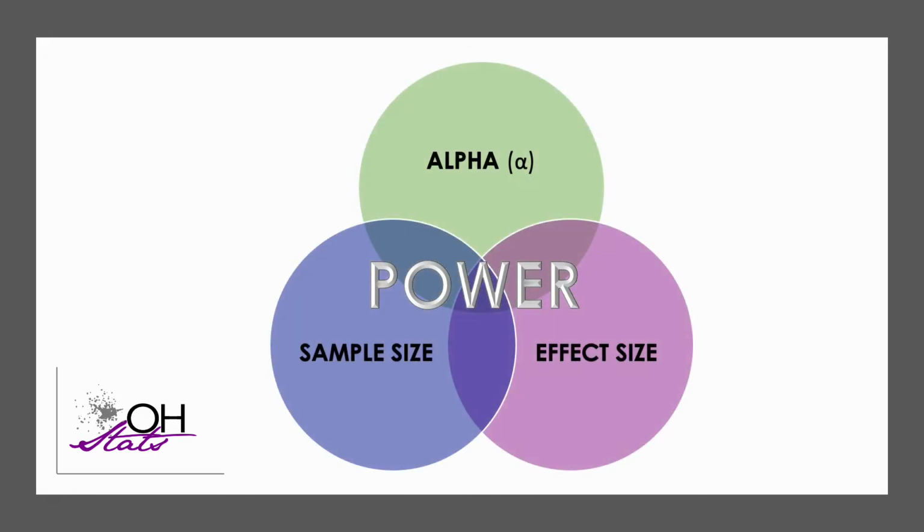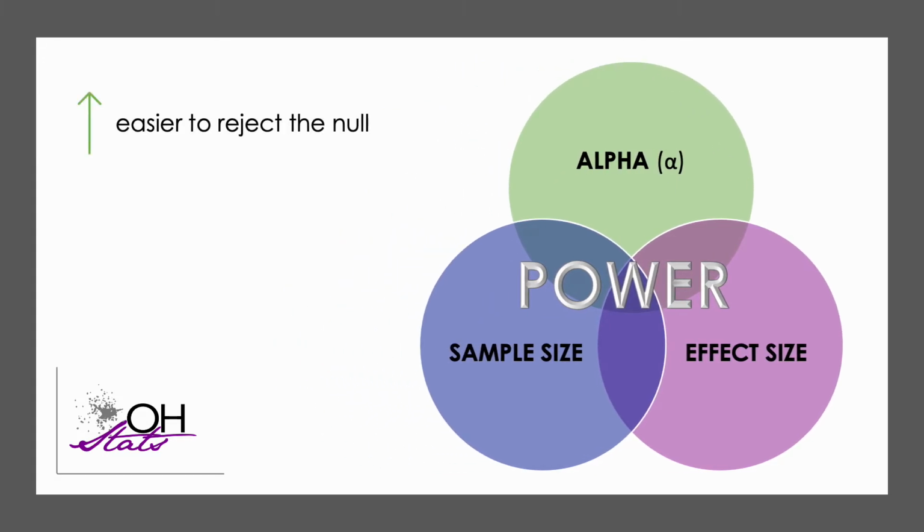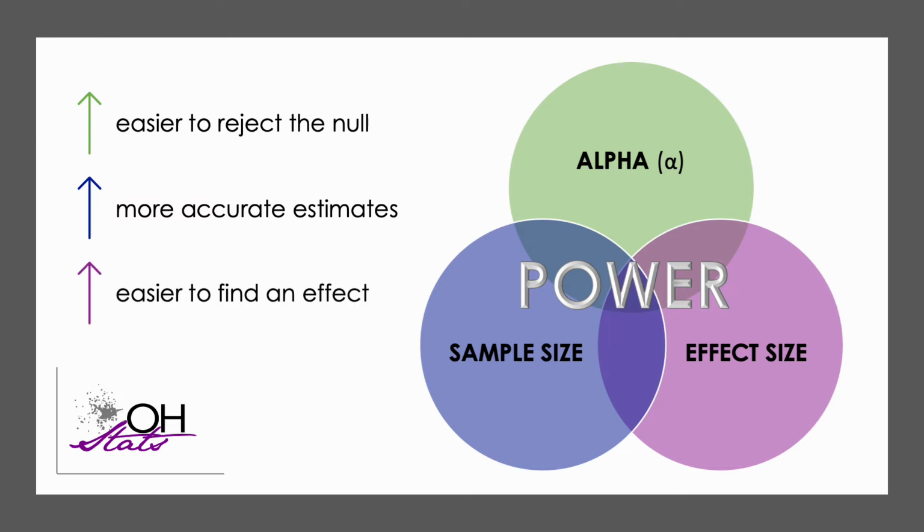Power can be estimated using the alpha, the sample size, and the effect size. The larger the alpha, the easier it is to reject the null hypothesis, that is, to reach significance or to show an effect. The larger the sample size, the more accurate the parameter estimates are, so the greater the ability to find a significant result. The larger the effect size, the easier it is to find an effect in the population of interest. Therefore, there are several ways to increase power in a study.